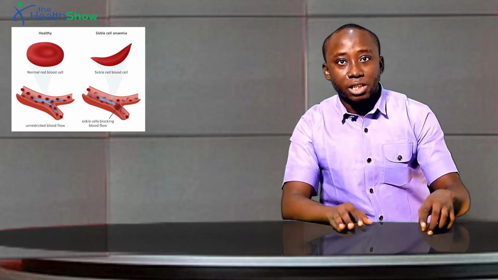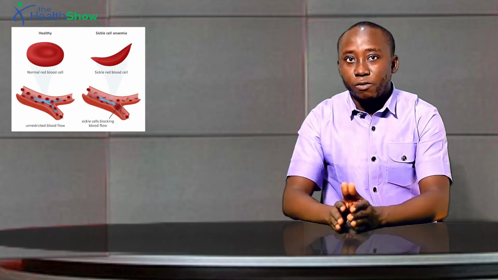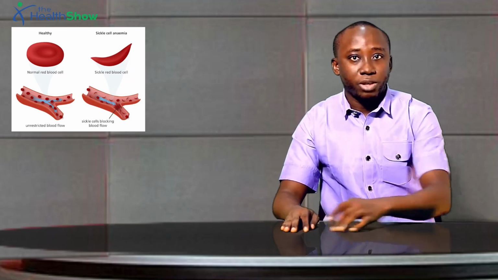Now, sickle cell disease, or SCD for short, is a disorder that causes the red blood cell to misshapen, change shape, or break down. Red blood cells are the most common blood cells in the body. Their main function is to carry oxygen from the lungs to other parts of the body.